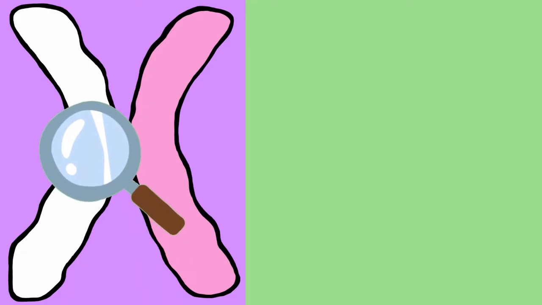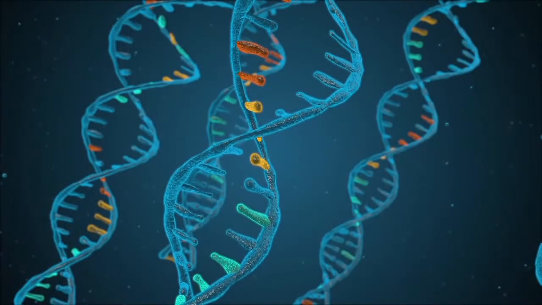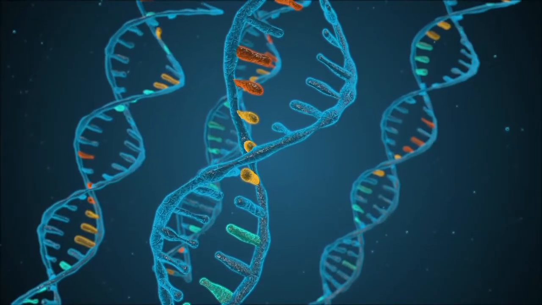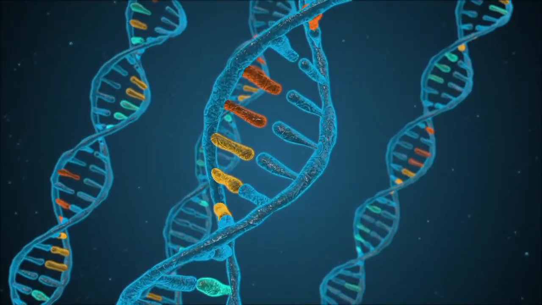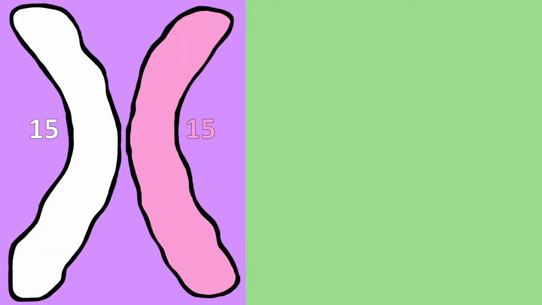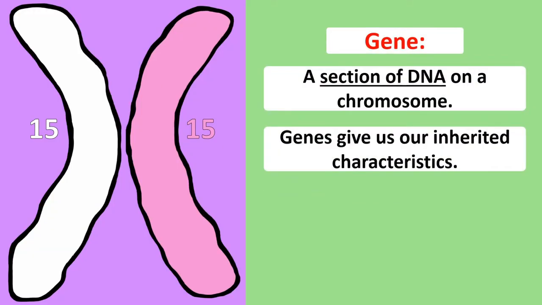Let's zoom into one of these chromosome pairs. This is the 15th pair of chromosomes in your nucleus. If you could get a very close-up view of a chromosome, you'd be able to see the long twisted strands of DNA that all of your chromosomes are made from. On each of your chromosomes, there are sections of DNA called genes. Genes are what control our inherited characteristics.